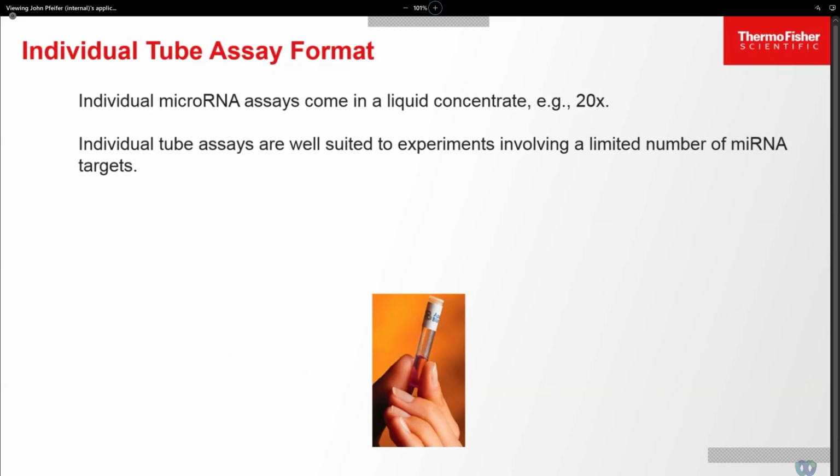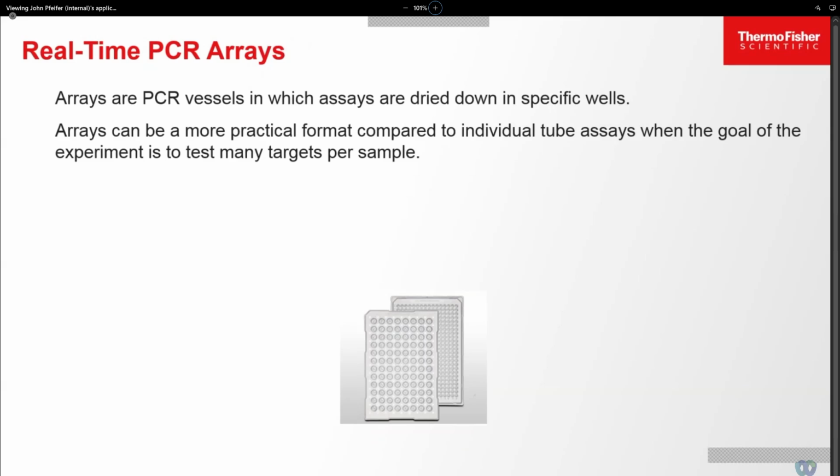When a researcher's wanting to detect or quantify a small number of targets, then the individual tube assay format makes perfect sense. The individual tube assay is a concentrate, primers and probe. 20x is a very common concentrate, so it's ready to use, makes it very simple. But what if you don't know which microRNA targets are of greatest interest to the system that you're investigating? In that case, you might want to consider an array. An array can be defined as a PCR vessel of some sort where assays are dried down in specified well positions. That way you can interrogate many targets per sample simultaneously.